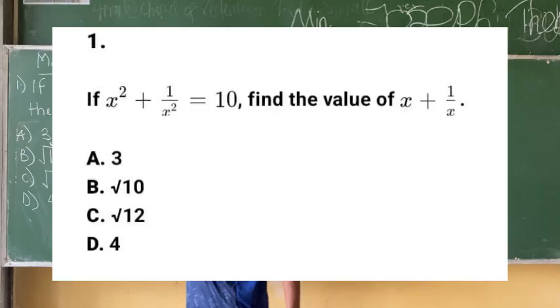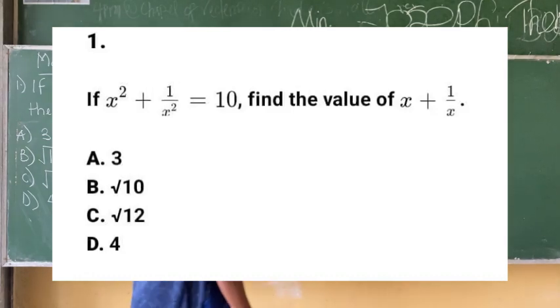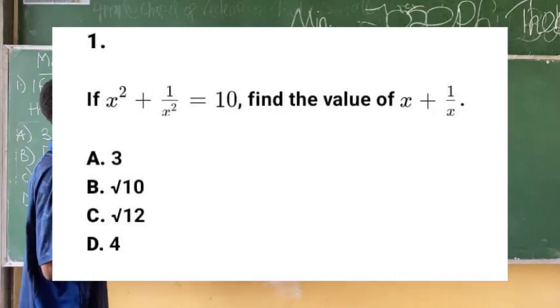Option A, we have 3. Option B, we have root 10. Option C, we have root 12. And option D, we have 4. So let's solve this question together. The first step, recall useful identity.